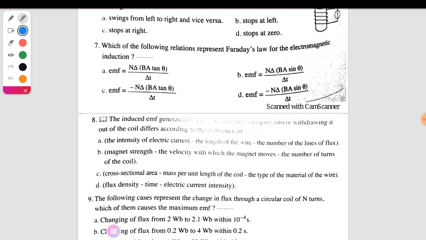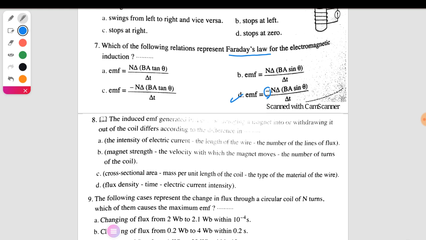Which of the following relations represents Faraday's law for electromagnetic induction? Faraday's law: EMF equals minus NBA sine theta over delta t. This one, NBA sine theta over delta t, is correct, but the one with the negative sign is more correct, because it contains the negative sign according to Lenz's rule.